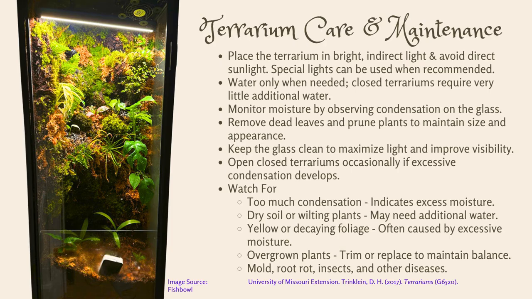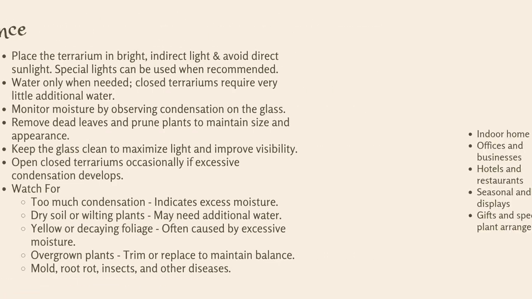Regular maintenance includes removing dead leaves, pruning plants to maintain their size, and keeping the glass clean so light can reach the plants. It's also important to observe condensation. A light layer of condensation is normal, but heavy condensation usually means there's too much moisture. Opening the lid briefly allows excess humidity to escape and helps restore the proper balance.